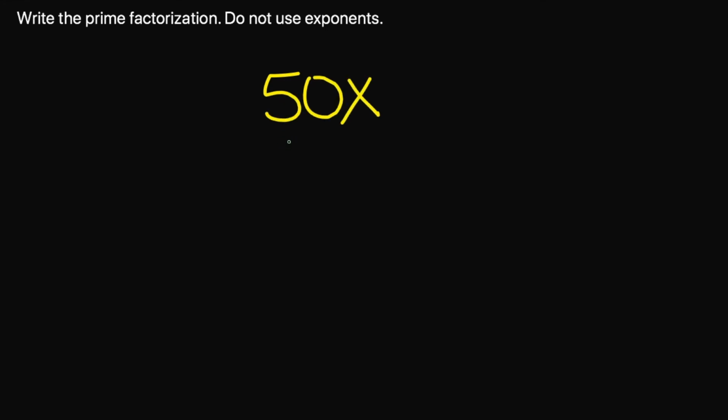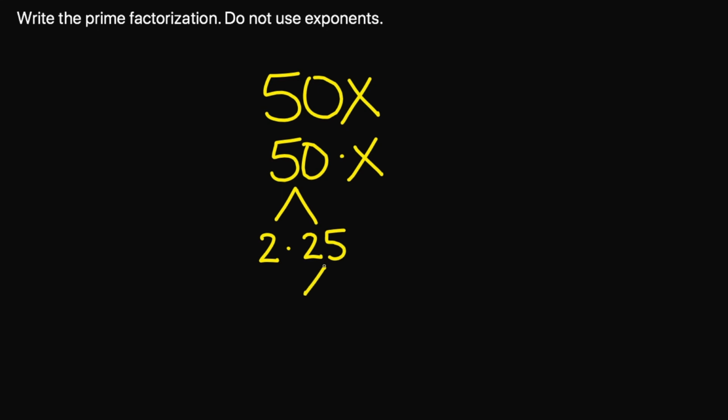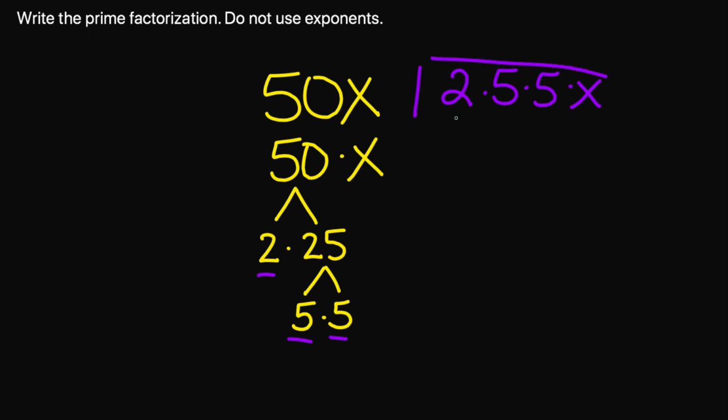All right, let's try 50x. I can separate into 50 times x. My 50 can factor into 2 times 25. My 25 can factor into 5 times 5. I now have prime numbers left, so my prime factorization is going to be 2 times 5 times 5 times x. And this is your final answer.